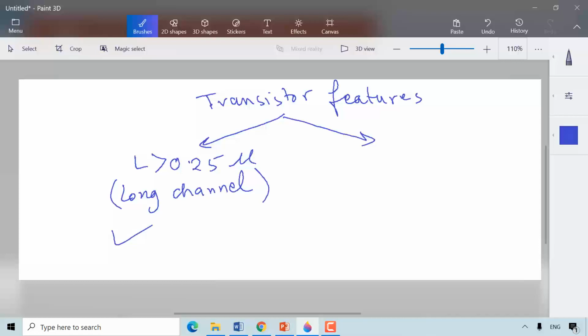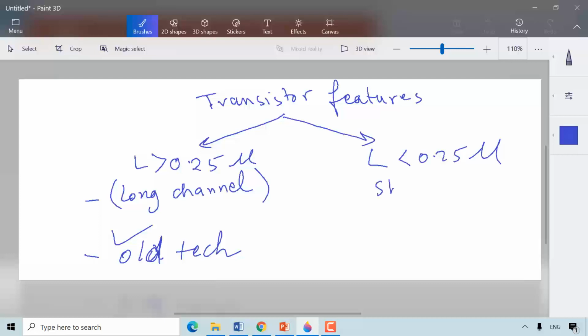What we have derived in terms of equations are applicable for these transistors, but this is unfortunately old technology, right? Nowadays most, or probably all, of the electronic devices being manufactured have a feature size of less than a quarter micron, or 250 nanometers, and these are referred to as short channel devices.